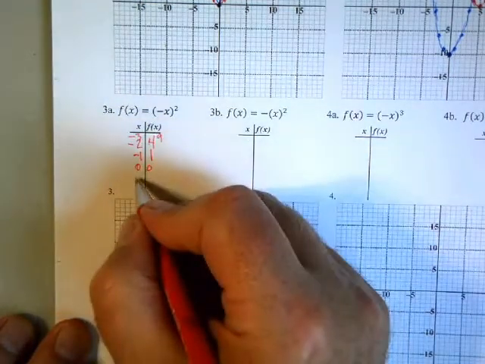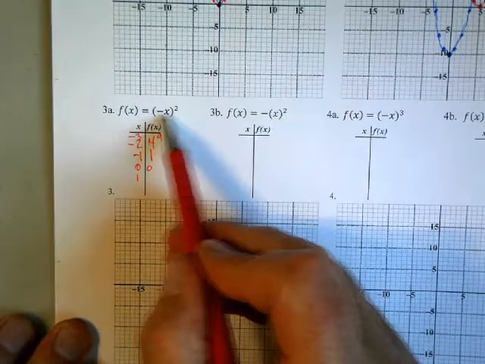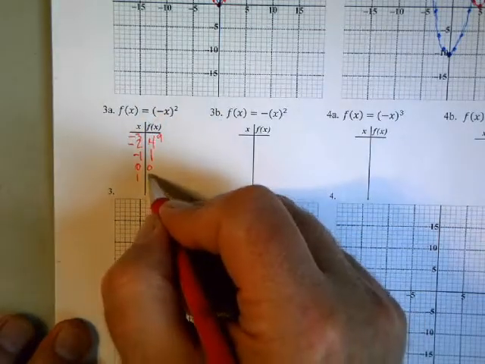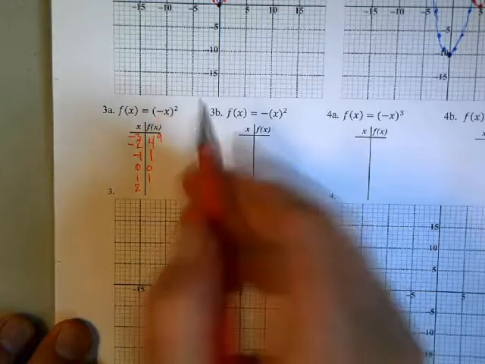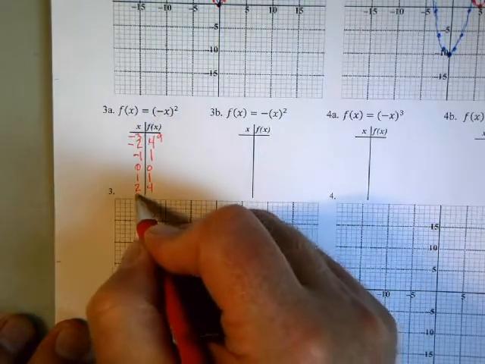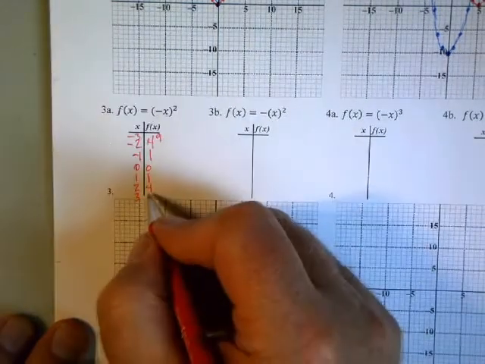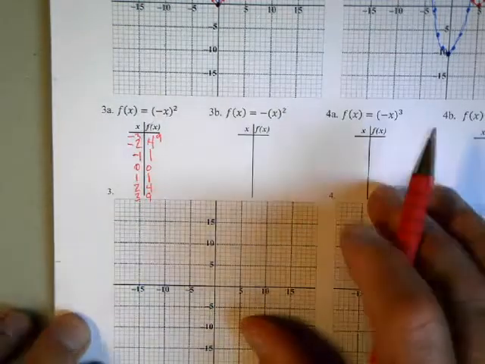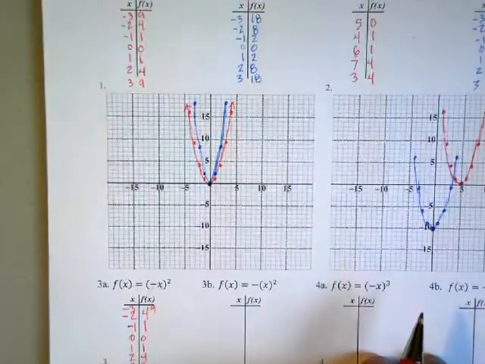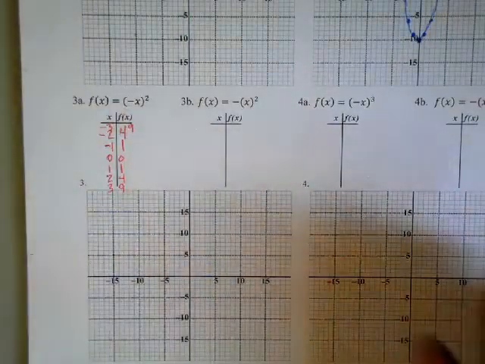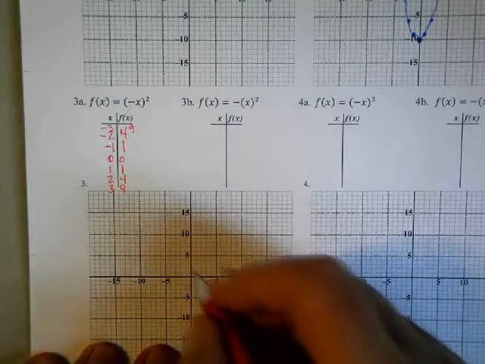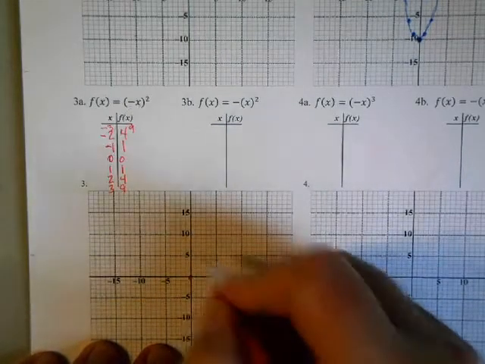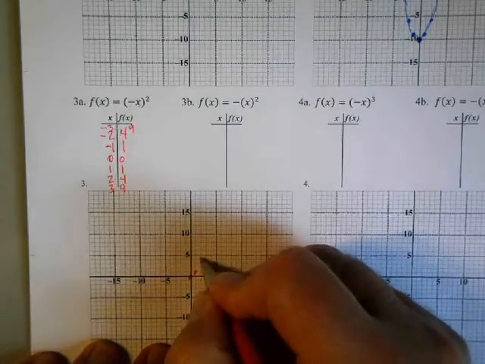Likewise, 1, negative 1 squared, still positive 1. 2 becomes negative 2 inside the parentheses, squared becomes 4. And 3 becomes negative 3 squared, becomes 9. Note that these are the same numbers that I had up there. So putting a negative sign inside the squared term does not change my graph. It looks the same as it did before.